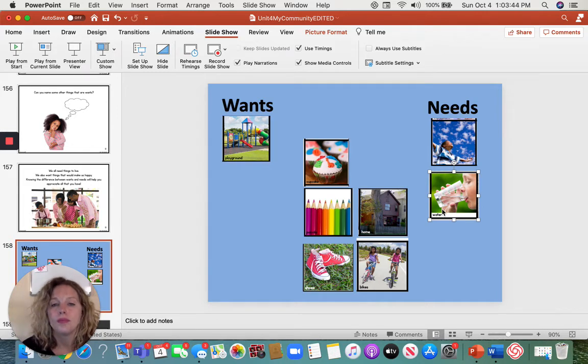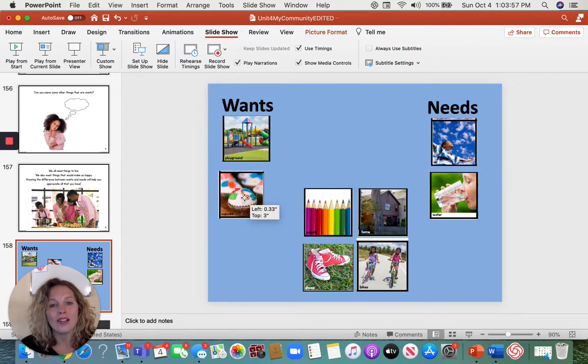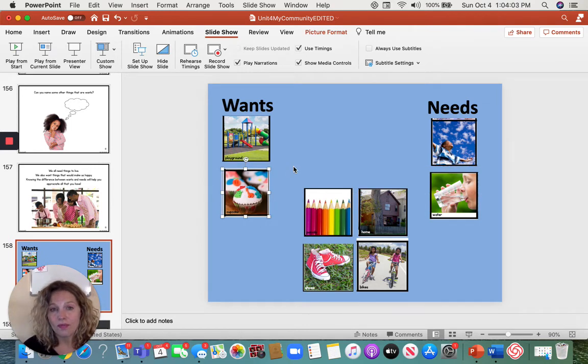What about a cupcake? Do you think a cupcake is a need, necesita, or a want, quiere? I think that it's a want because we don't need a cupcake. And it is food, but is it healthy food? No, it's not healthy food. It's a treat. Treats most of the time are not healthy foods. They're just something special that we can have after we eat our healthy food.